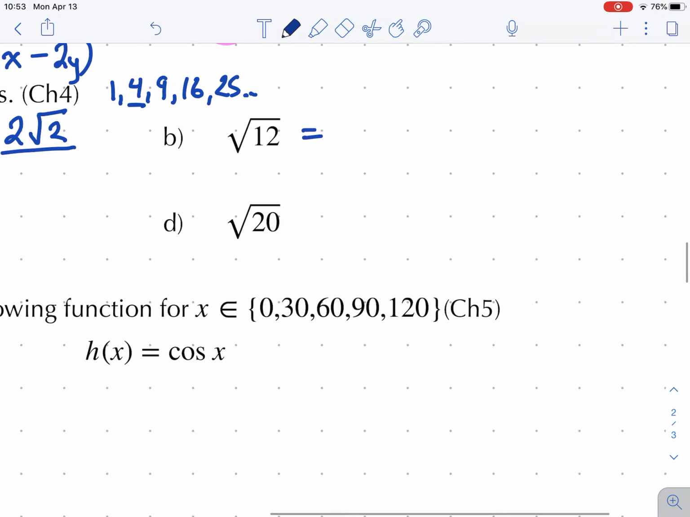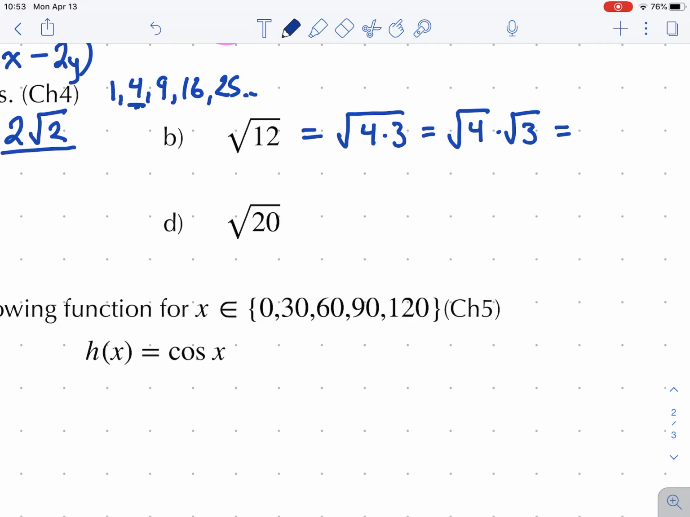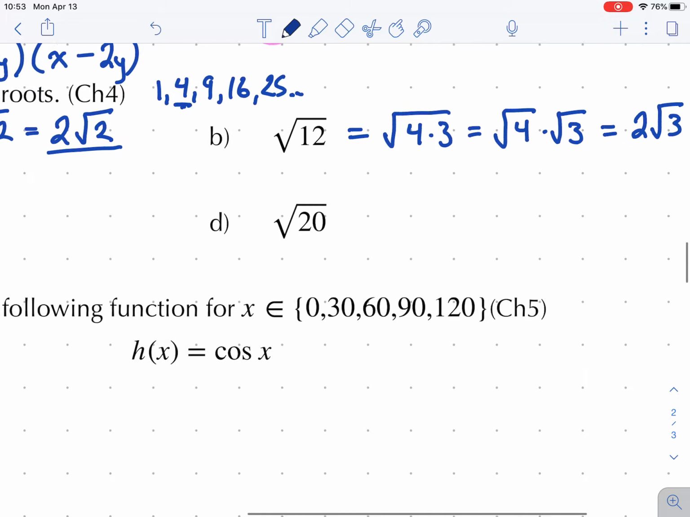All right, let's look at square root of 12. Again, we can divide it by 4, so it's the square root of 4 times 3. Separate it. Square root of 4 times the square root of 3. Lastly, the square root of 4 is 2, so this becomes 2 square root 3. So 2 times the square root 3 is the same thing as the square root of 12.